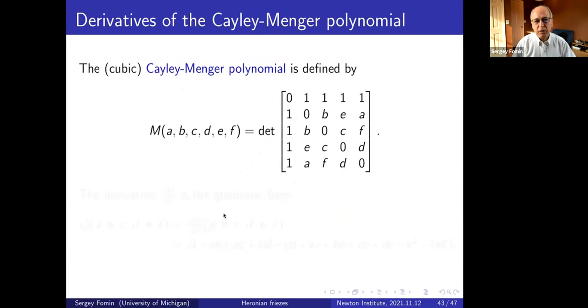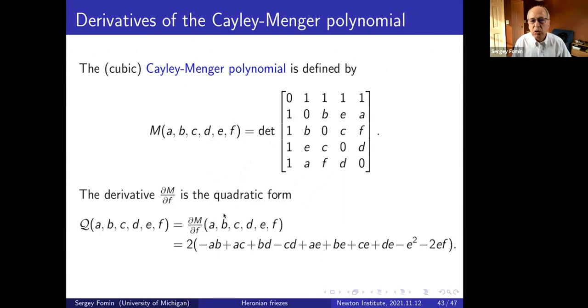Okay, so how do we do this explicitly? This is a reminder of what the Cayley-Menger polynomial is, which is supposed to be 0 when these 6 numbers are the squared distances between 4 points in the plane. I will also need the derivative of this polynomial, let's say with respect to the last variable f. And I denote this by q.